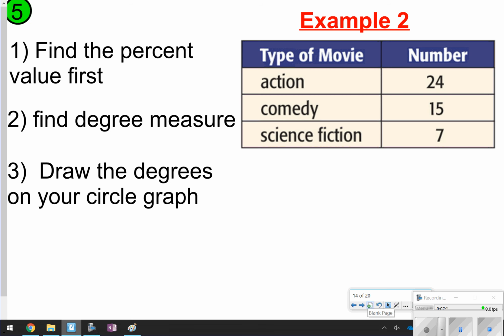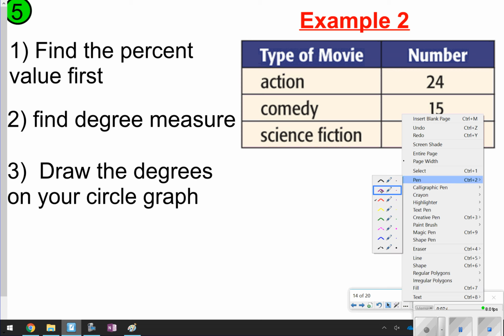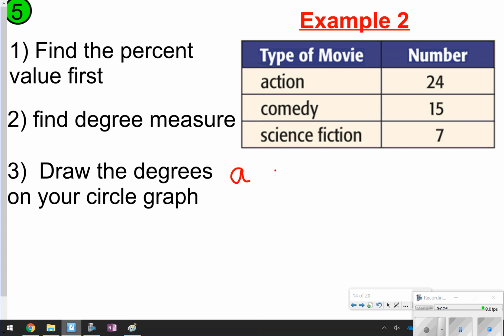This next one we're given is your second example, and it's not giving you the percent value yet. So what you have to do is take these numbers and make them into percentages. So action, and this one you are copying in your notes. Just make sure you're copying as well. You have action will be 24 out of something, comedy will be 15 out of something, and science fiction will be 7 out of something.